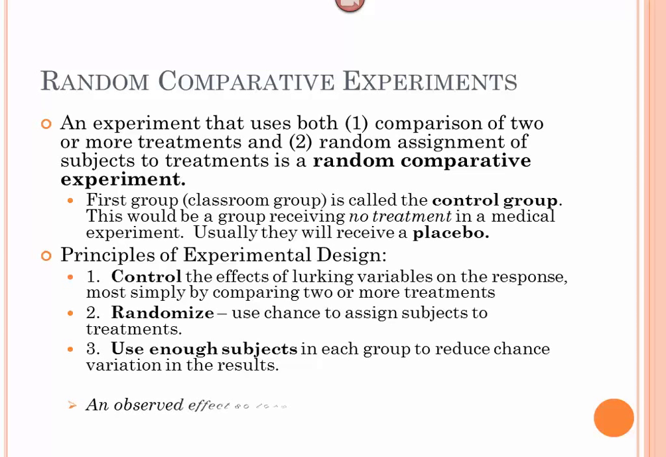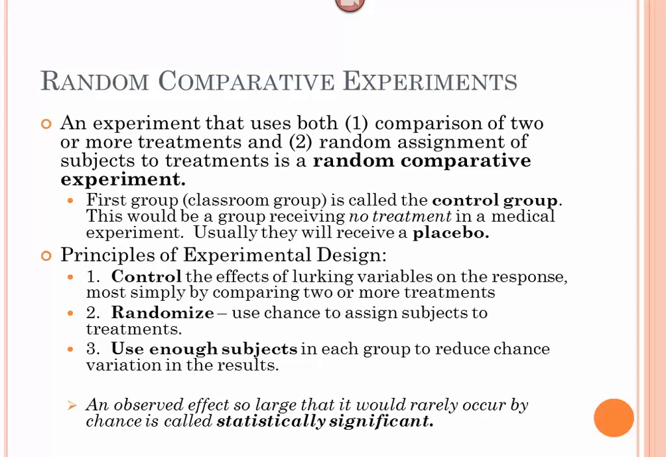If an observed effect is so large that it would rarely occur by chance, we say it's statistically significant. Now, how we actually determine that is something that we will talk about later on when we get into probability. But what we're looking for is large effects that are statistically different, enough so that it wouldn't just happen by chance.